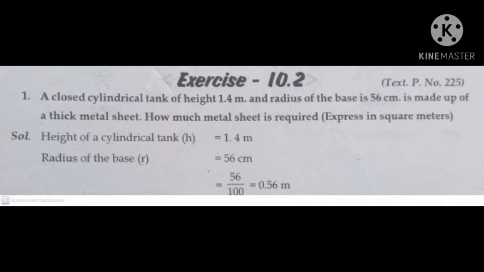Solution. Height of the cylindrical tank h is equal to 1.4 meters. Radius of the base r is equal to 56 centimeters.